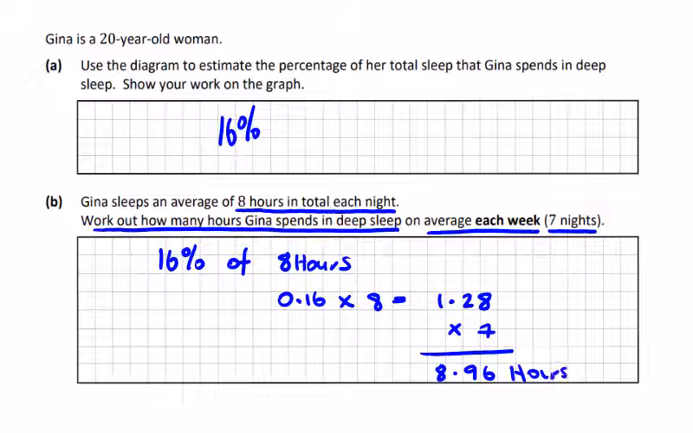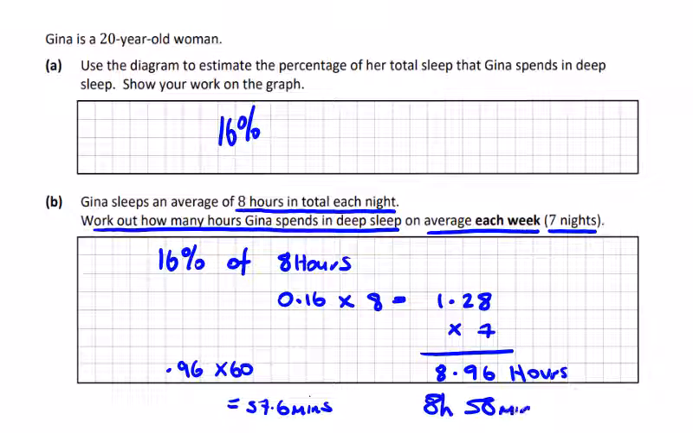I'm sure the department will allow that as the answer, but in minutes we take our 0.96 and multiply it by 60 to get 57.6 minutes. So this will be 8 hours. If you're asked for it to the closest minute, it will be 58 minutes.